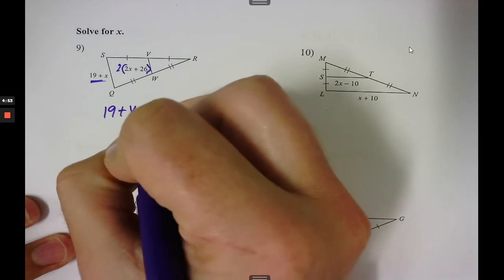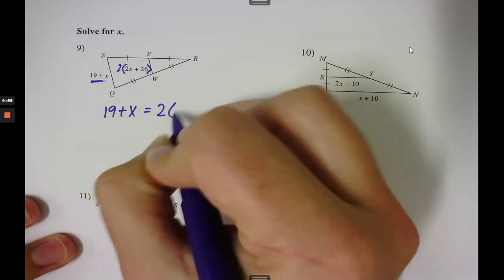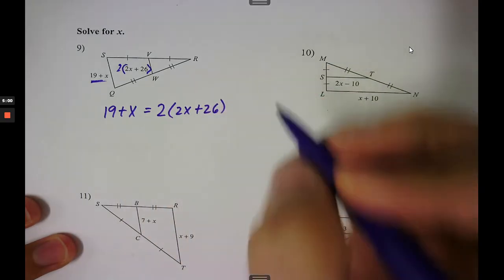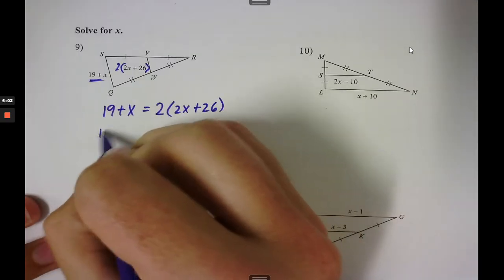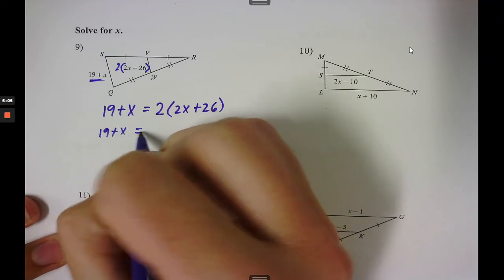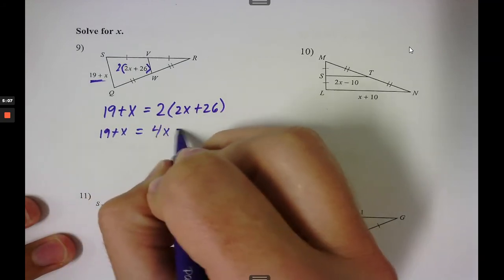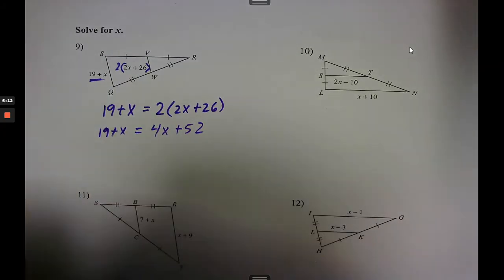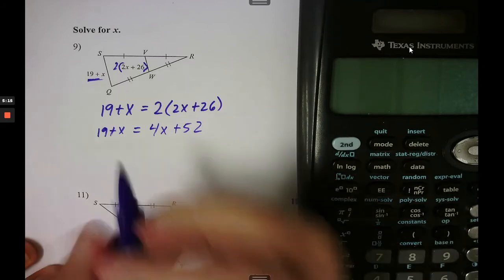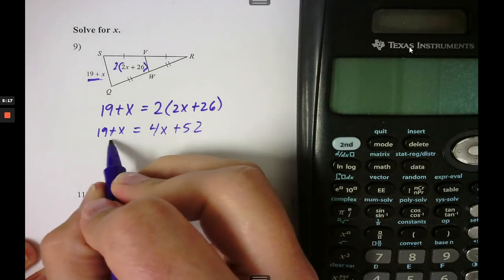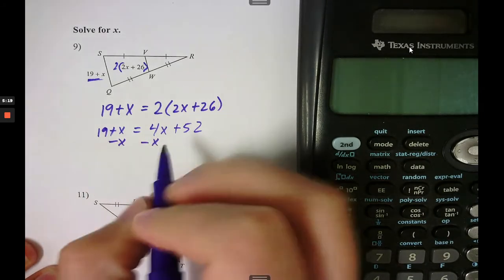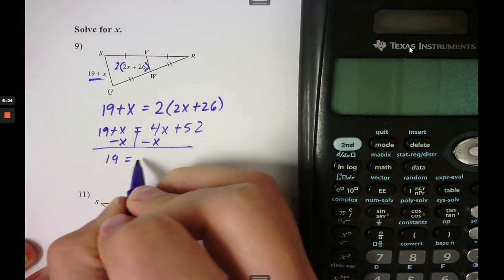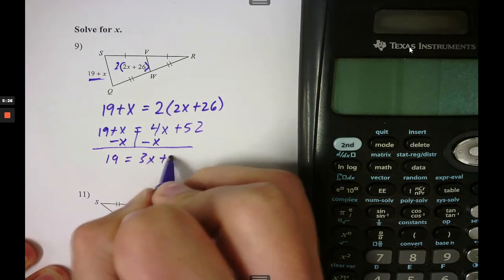19 plus x equals 2 times 2x plus 26. Okay? From there, I'm going to use the distributive property on the right side. That would be 4x plus 52. Now, if you need your calculator, go to your calculator. Let it help you out. Okay? Let's get the like terms on the same side. I'm going to subtract x on both sides and go ahead and do that. I'm going to get 19 equals 3x plus 52.